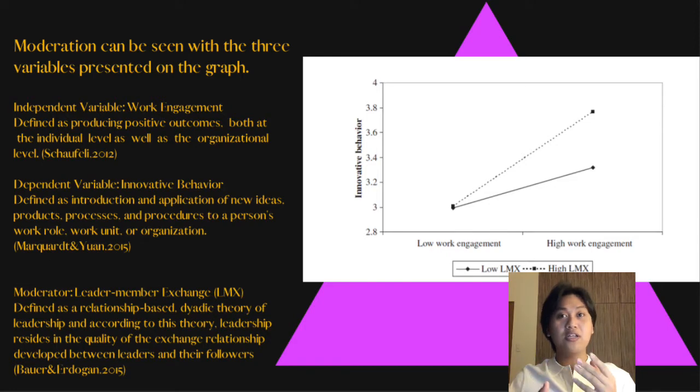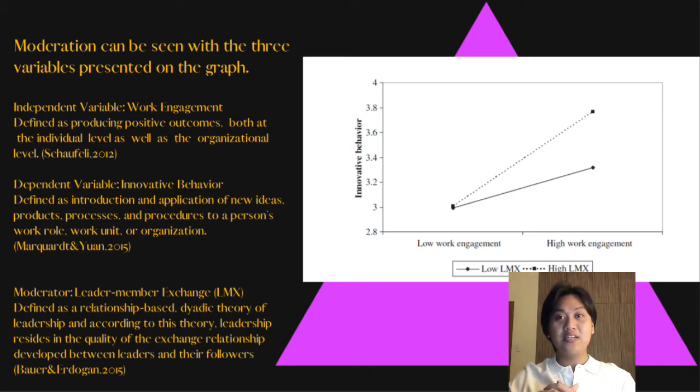Next, we can take a look at the y-axis and we can see that there is innovative behavior. These are represented by the numbers 2.8, 3, 3.2, 3.4, 3.6, 3.8, and 4. At the lowest part of the graph, we can see low LMX and high LMX. Low LMX is represented by a whole straight line, and high LMX is represented by a broken straight line.